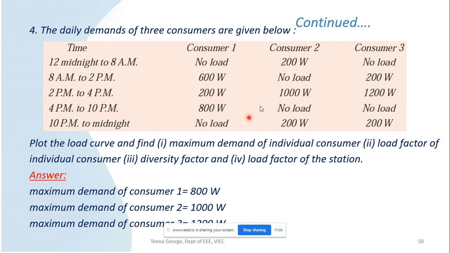Similarly, we can find it for consumer 2 also. For consumer 2, 200 into 8 hours from 12 to 8, 0 into 6, 1000 into 2, 0 into 6, 200 into 2.